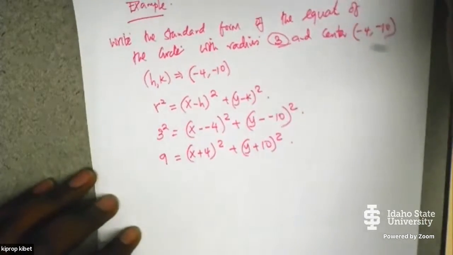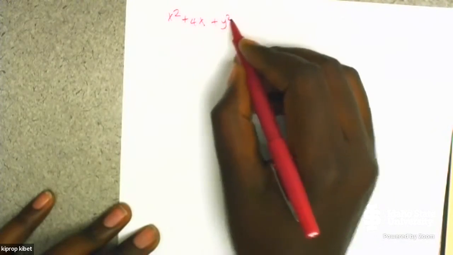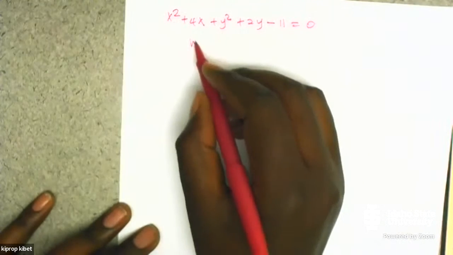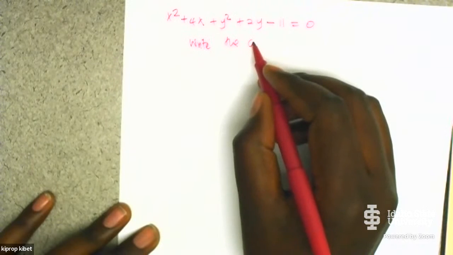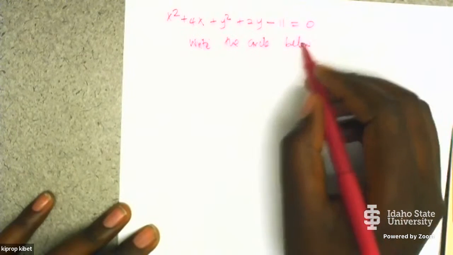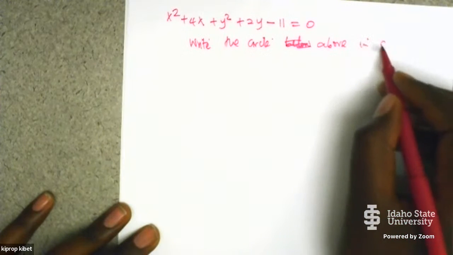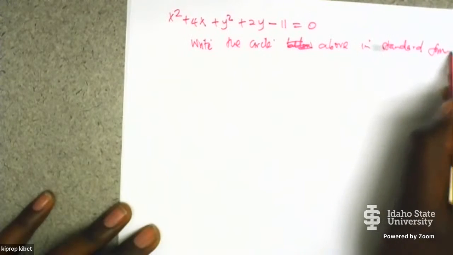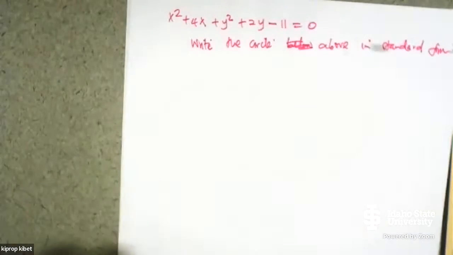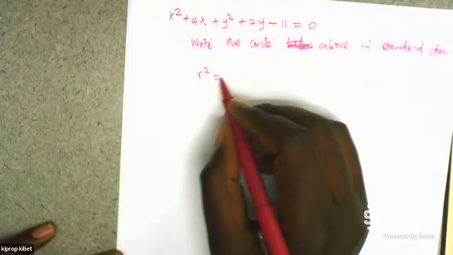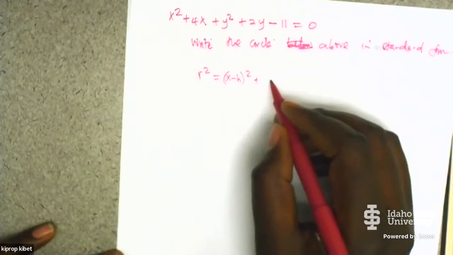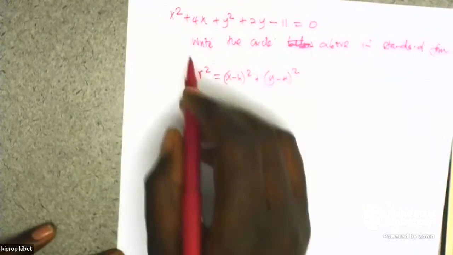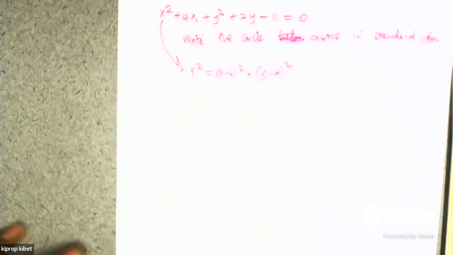Now, if we are given the standard form which has been expanded, of the form x square plus 4x plus y square plus 2y minus 11 equals 0, and you're told to write the circle above in standard form, you want to bring this back to r square equals x minus h square plus y minus k square. How do we write this one in that form?